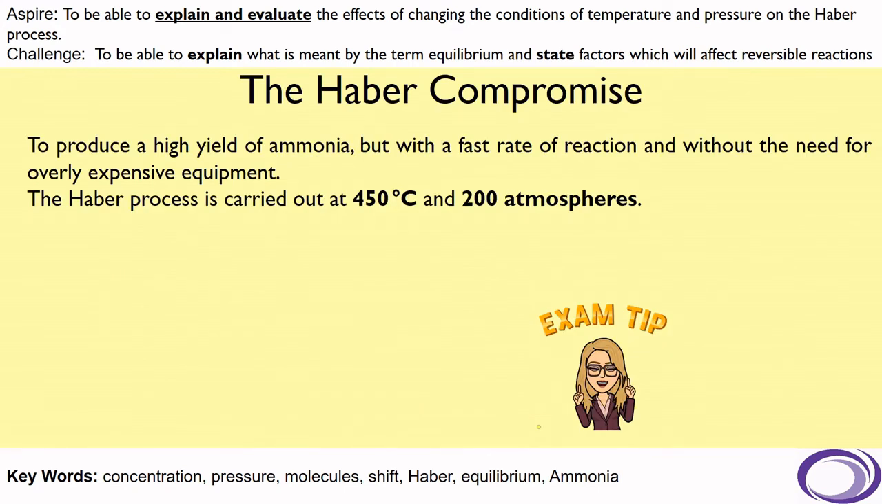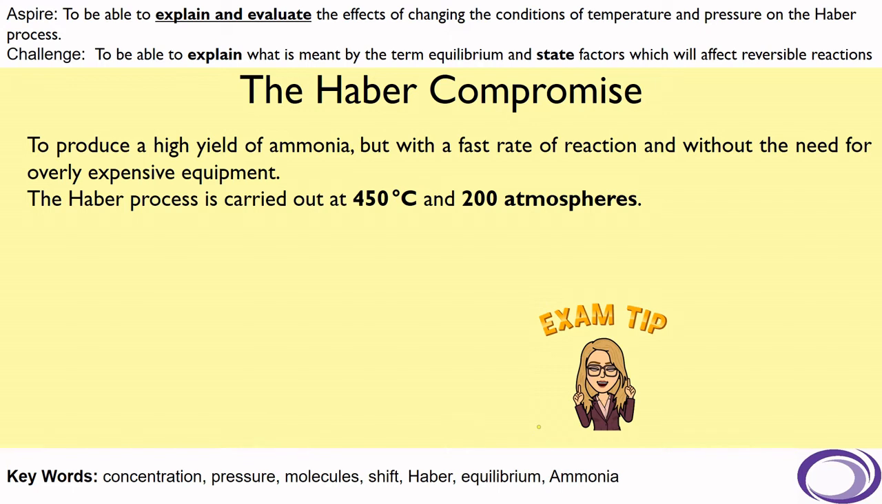So essentially, we end up using a compromise when we are getting our conditions for this reaction. We want a high yield, but we also want a fast rate of reaction. So we have to compromise conditions to make sure that we get both. That means that the Haber process is carried out at 450 degrees Celsius and 200 atmospheres of pressure.